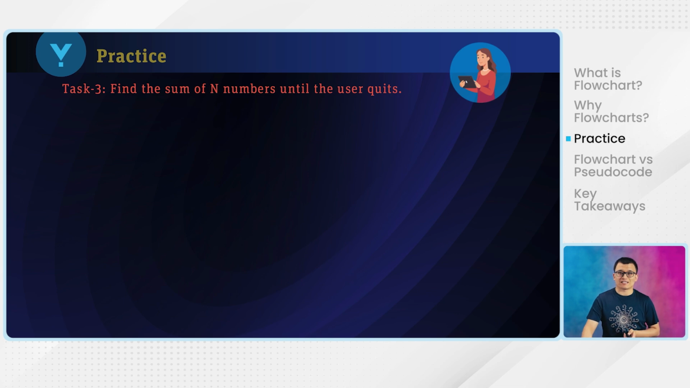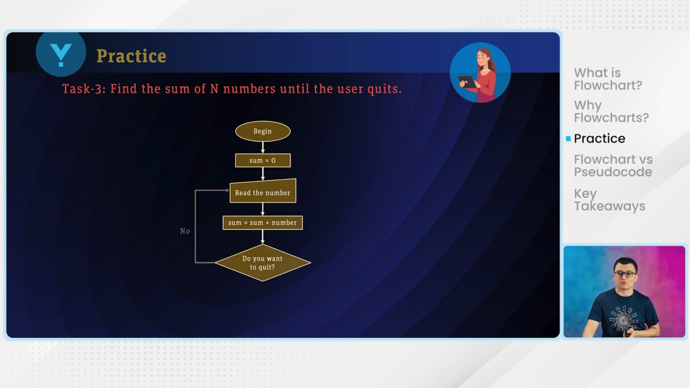So the same task that we have completed in our previous video, finding the sum of n numbers until the user quits. Okay, so this is how the flowchart of this task would look like. We began it first by using this oval shape, and then we have the rectangle, which is representing the process, and then we have the trapezoid, which is for manually getting the data. And then we have another rectangle, representing a process.